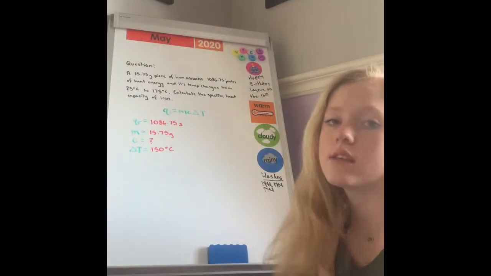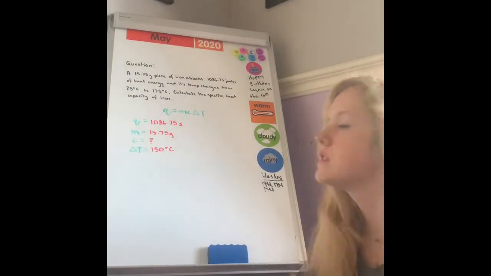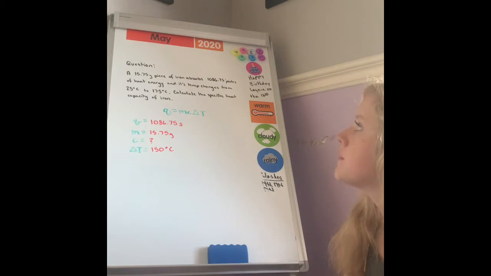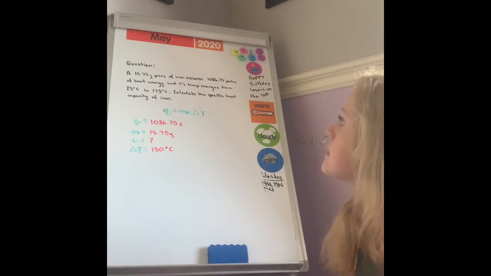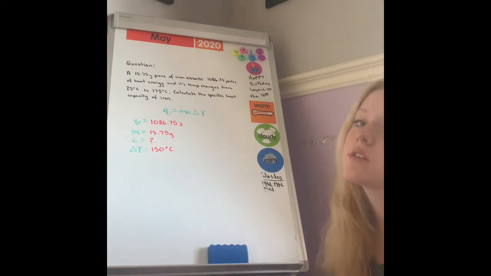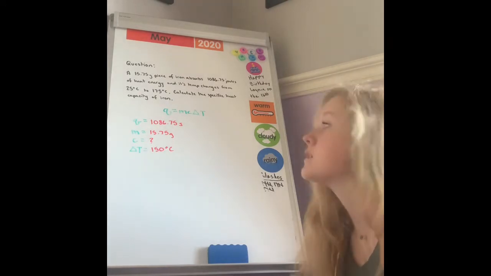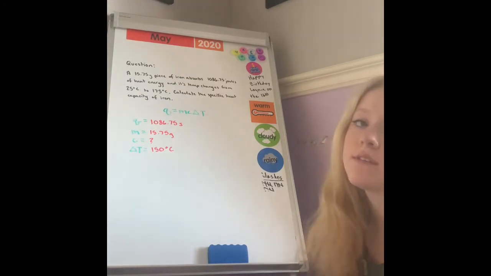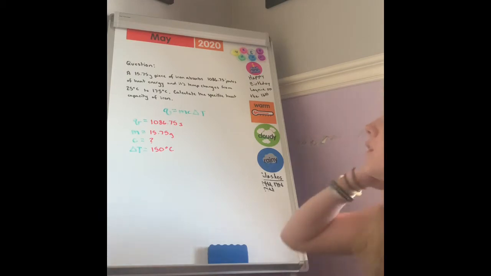Okay, this is the first question, and the question says, a 15.75 gram piece of iron absorbs 1086.75 joules of heat energy, and its temperature changes from 25 degrees Celsius to 175 degrees Celsius. Calculate the specific heat capacity of iron.